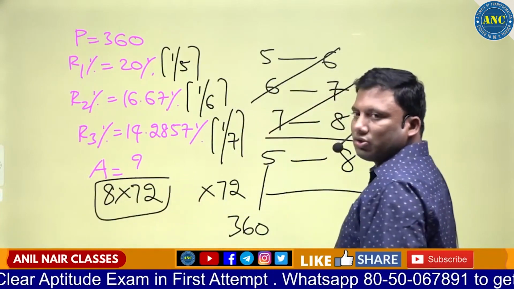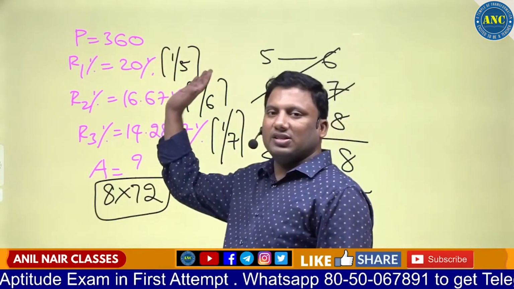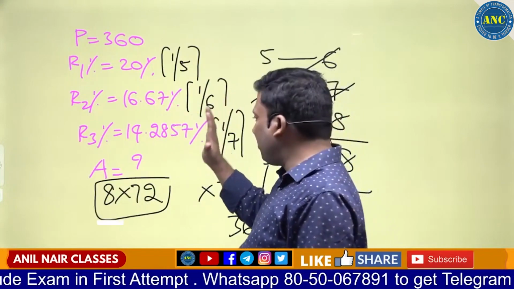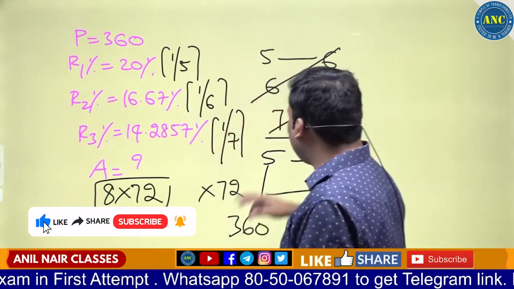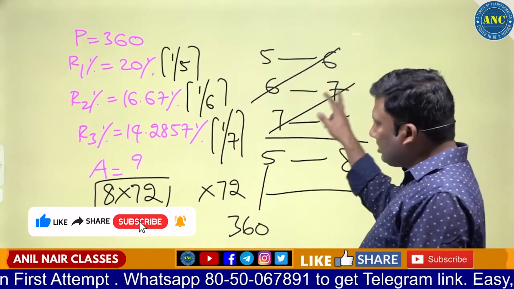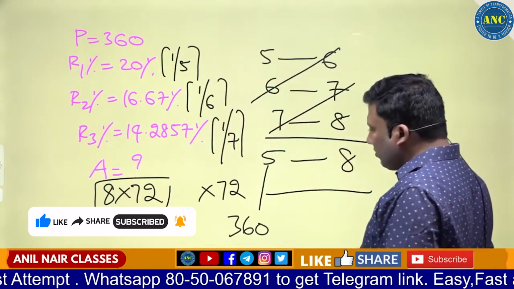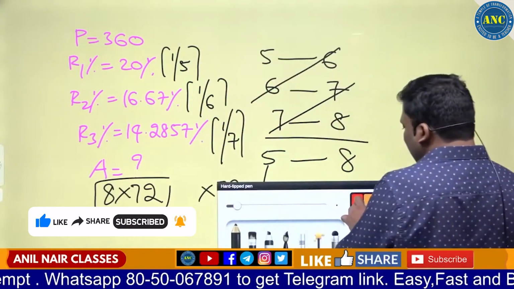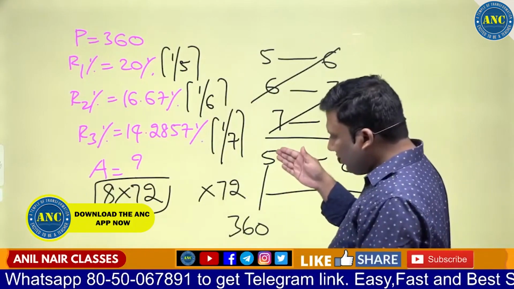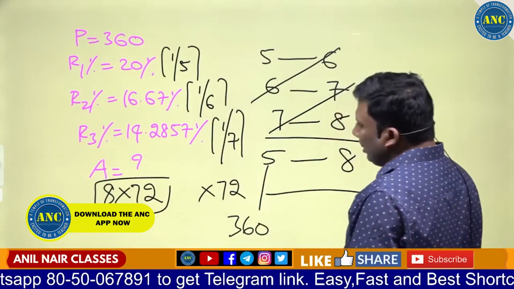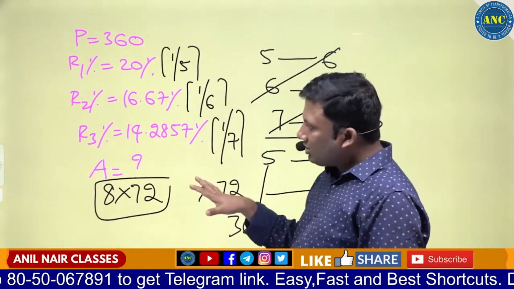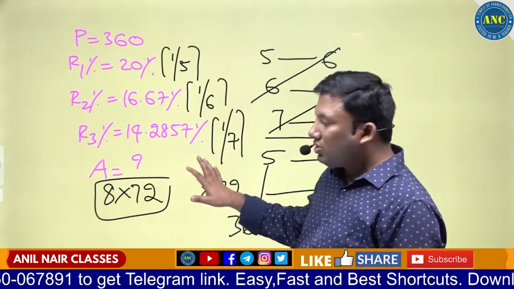Beyond 2 years also the same process. 5 is becoming 6. 6 is becoming 7. 7 is becoming 8. 6, 6 cancel. 7, 7 cancel. 5 is becoming 8. 5 has to become 360. 5 72s are 360. 8 into 72. Answer for this question is 8 into 72.